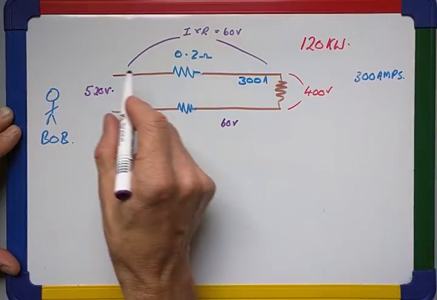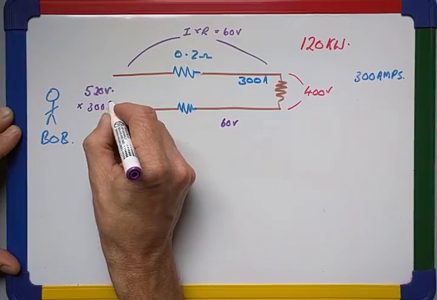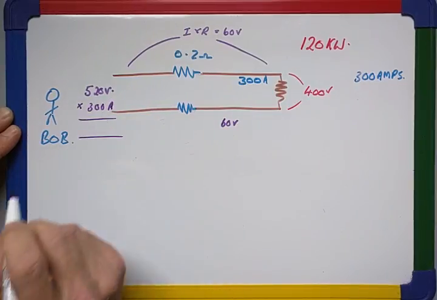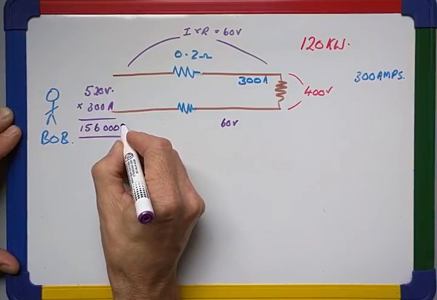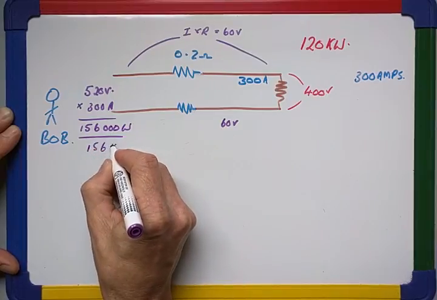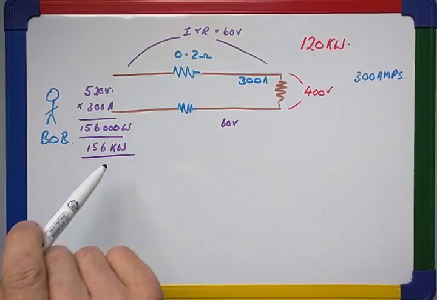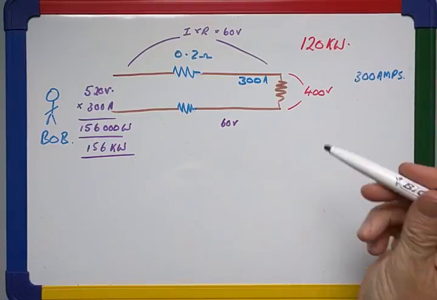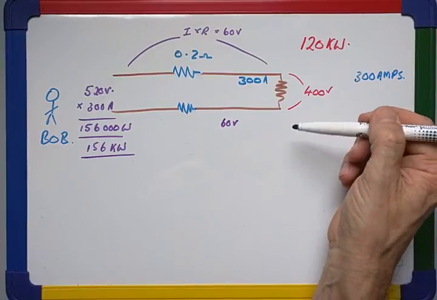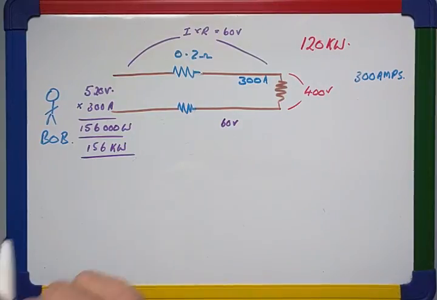And since he's going to be pumping out 300 amps of current, the total amount of power that Bob needs to put into the system then is 156,000 watts or 156 kilowatts. So at the supply end, Bob's pumping out 156 kilowatts. At the load end here, the customer's getting 120 kilowatts, which is what they need. 400 volt supply, 300 amps flowing. And the missing 36 kilowatts here is due to the losses in this cable and this cable.